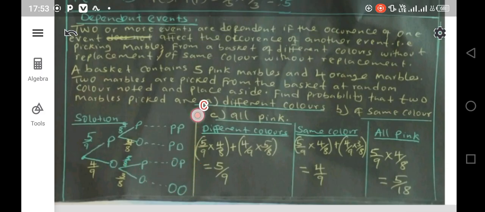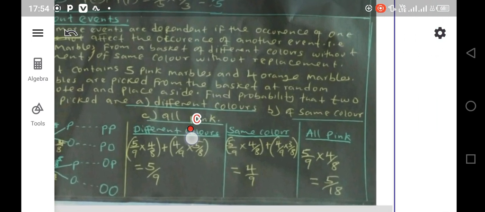Now, let's answer the question. Colors picked: different colors, the first case. Of different colors, we get pink, orange, or orange, pink. Let's start with the first case. We start from here and go to this side: pink, orange. So it means 5 over 9 times 4 over 8, plus, or, 4 over 9 times 5 over 8. Whenever you add, you get 5 over 9. Because "or" means we add the occurrences of the two events, pink, orange and orange, pink. Now the same color: pink, pink.